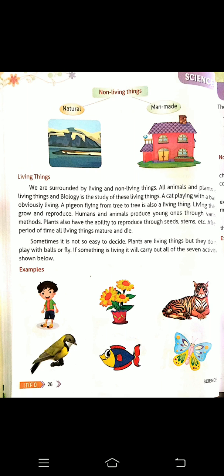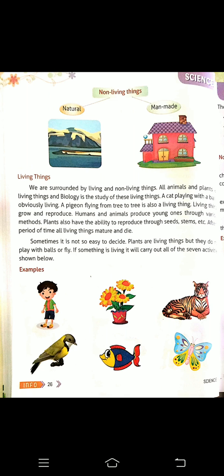We are living in our surroundings, no? So we have living things and non-living things also. Both are surrounding us. All animals and plants are living things. So what does biology mean? Biology is the study of living things. In biology, we study about plants, animals and man, people and all.